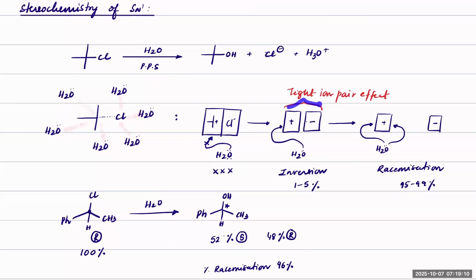But as you start opening up, as the bond starts breaking, water will already start attacking from the backside. That means a little bit of inversion already starts, a small percentage of inversion. And this begins in a case where it is a tight ion pair. That means alkyl and chloride are tightly attached to each other. And thereafter, water will attack from either of the ends, and the rest, about 95%, will undergo racemization.